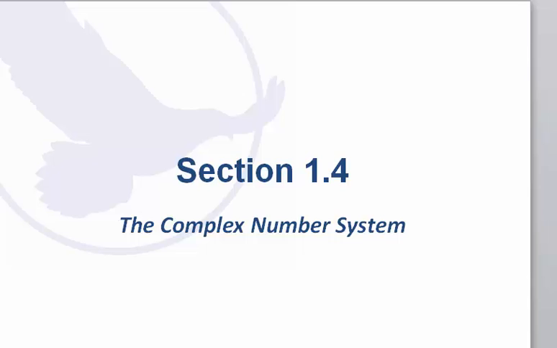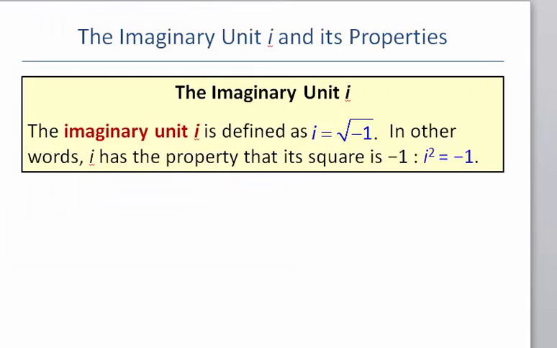We'll now begin section 1.4 and discuss the complex number system. We begin with the definition for the imaginary unit i. The imaginary unit i is defined as i equals the square root of -1. In other words, i has the property that its square is -1.